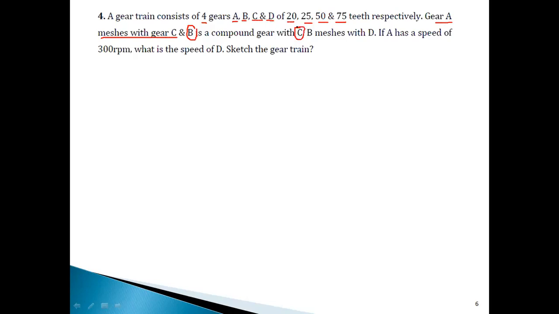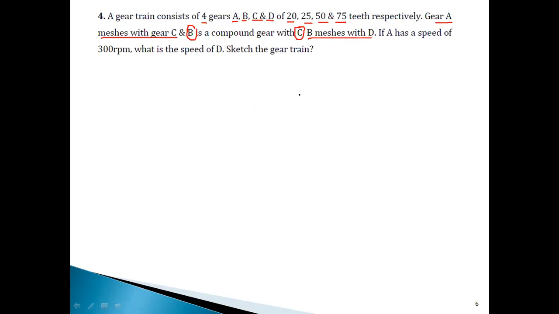Compound gear, I have already told you in the previous session, is when two or more gears are present on the same shaft. In this question, on a single shaft there are both gears, B as well as C. So initially A has to mesh with C, B and C are on the same shaft, and then he says B will mesh with D. These are the conditions. So now we need to sketch the gear train.